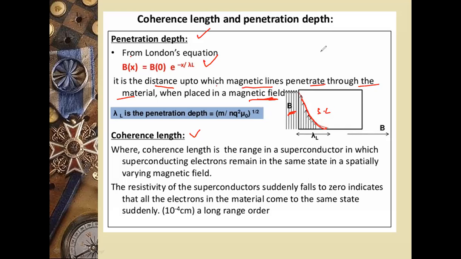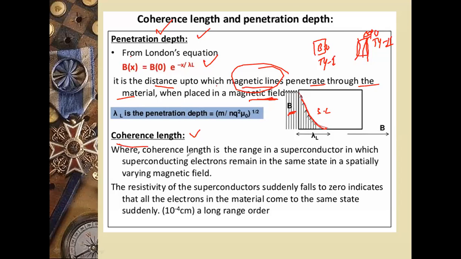In type 1, it is completely zero. In type 2, the field lines may penetrate into the sample. It's not completely zero. So in a type 2 superconductor, up to some certain distance, magnetic field lines penetrate through the material, and that is the penetration depth. If someone asks you what is the penetration depth, it is the depth where the magnetic field lines enter into the superconducting material.